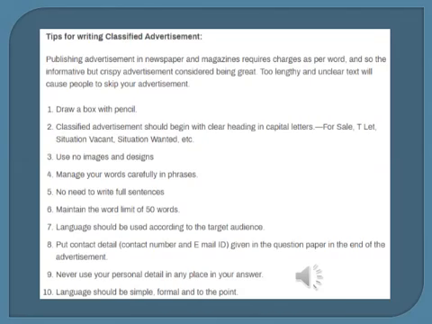Then a classified advertisement should begin with a clear heading in capital letters. For sale, to let, situation vacant, situation wanted. So the clear heading has to be there.